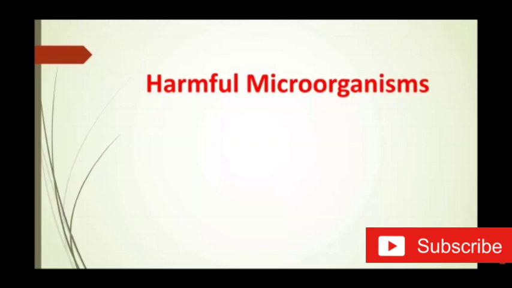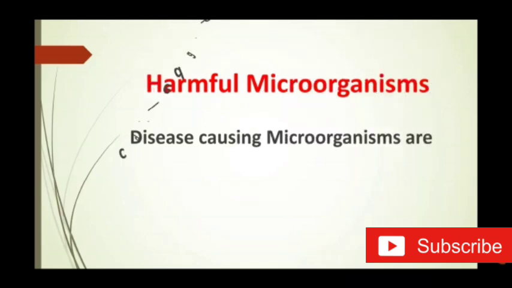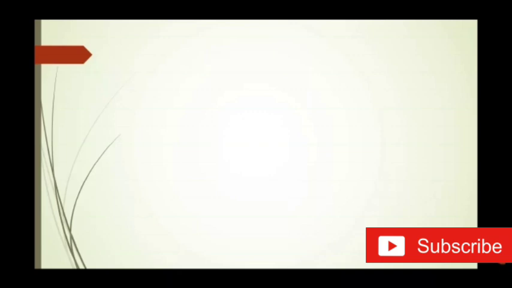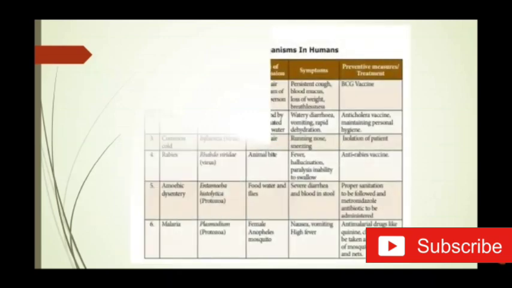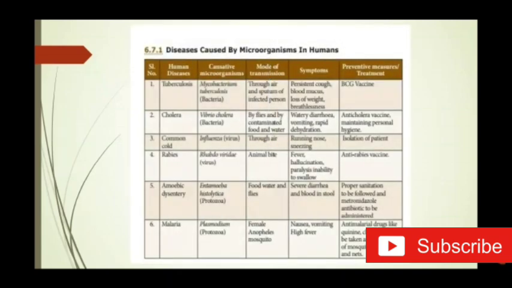Next, we learn about harmful microorganisms. Some of the microorganisms are harmful and they cause disease to humans, animals and plants. Hence, these microorganisms are called pathogens. That is, the disease causing microorganisms are called pathogens. Some disease causing microorganisms in humans are listed in the tabular column.